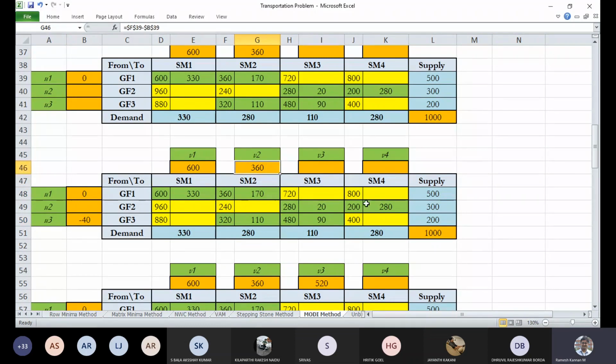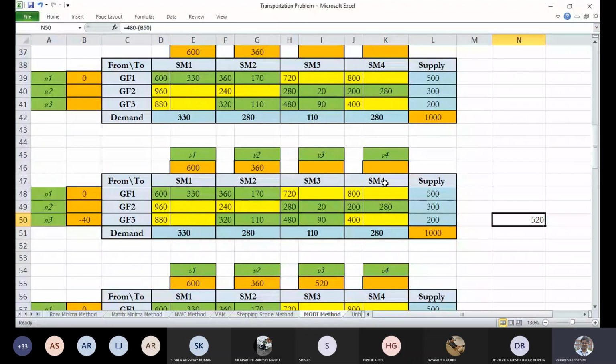Then we'll come back to this allocated cell, just 20. The Cij value is 280, and we don't have any clue about this, so we cannot find V or this. But instead we can go here, which is 480. We know the value of U3, so we can find V3. Which means that Cij minus ui, which is minus of minus 40, is nothing but 520. So the value of V3 is 520.